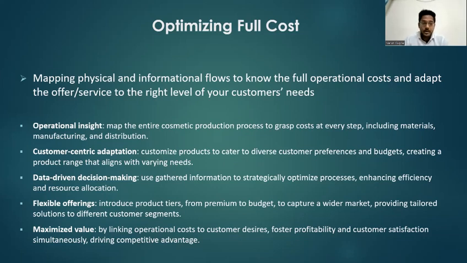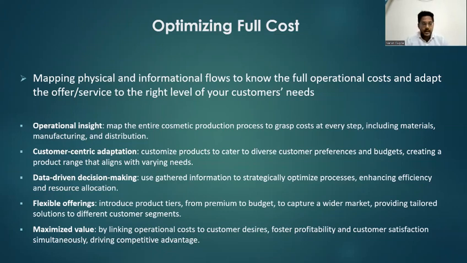Third is the data driven decision making. This is one of the most important parts because we can gather the information to strategically optimize the process and enhance our efficiency and resource allocation. The fourth is the flexible offering, which means that we can introduce the product tiers from premium to budget to capture the wide market. And the last is the maximized value. By this, we can link operational costs to customer desires, fostering profitability and customer satisfaction simultaneously.